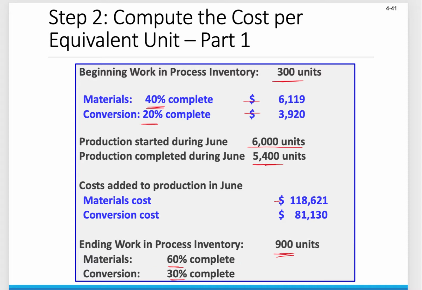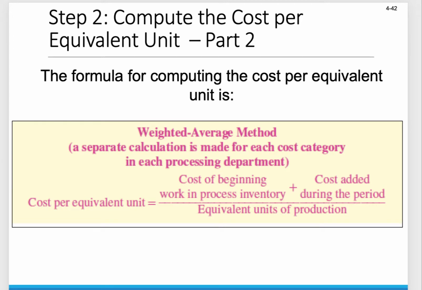Very easy. We have a formula that we need to use, and the formula is very simple. Keep in mind we're using the weighted average here. The cost per equivalent unit is the cost of the beginning WIP plus the cost added during the period, divided by equivalent units of production. If I were you, I would write this down. Have it handy when you do your homework.